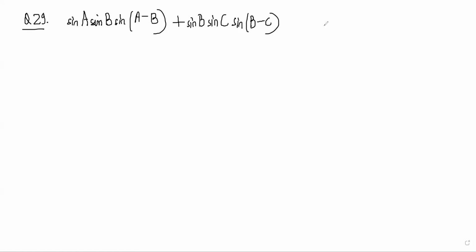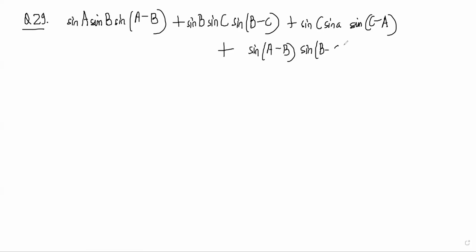Okay. Question 29 is sine A, sine B, sine of (A minus B). Okay, similar terms, sine B, sine C, sine of (B minus C), and sine C, sine A, sine of (C minus A), plus sine of (A minus B), sine of (B minus C), sine of (C minus A) is equal to 0.